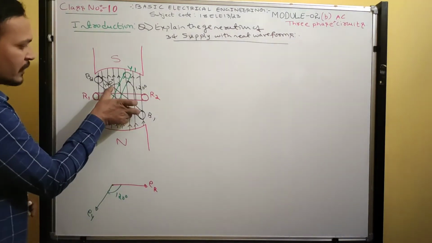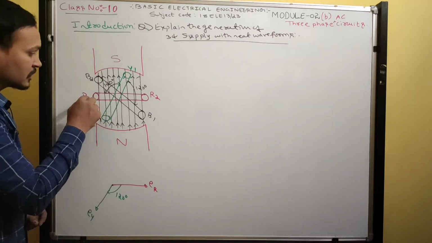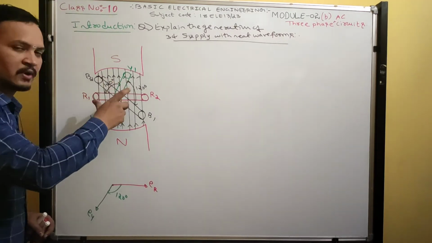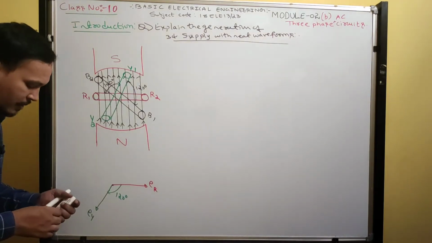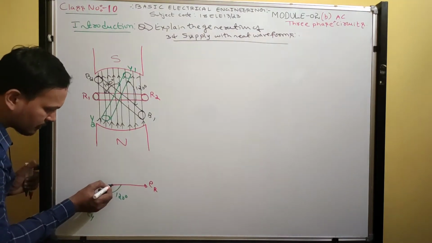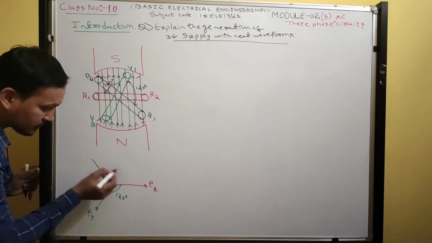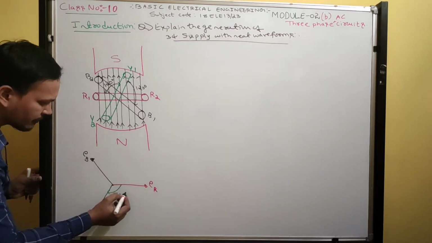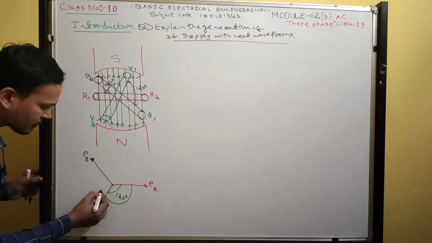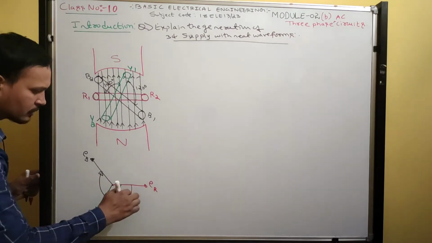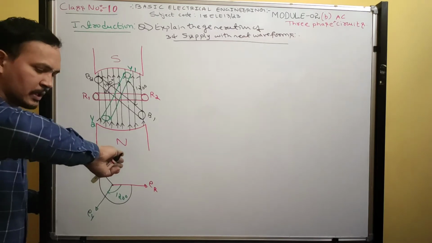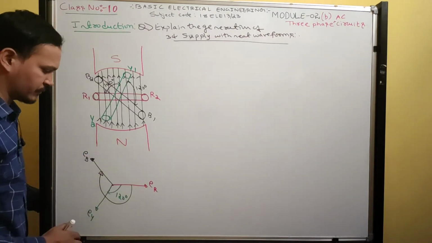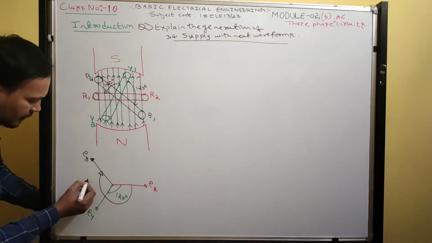Next, EMF induced in B phase winding with respect to R phase. Whenever the B phase conductor cuts the flux, EMF will be induced. But that induced EMF lags the R phase voltage by 240 degrees. Okay, so lagging. So negative angle is represented in clockwise direction, positive angle is represented in anti-clockwise direction. Okay, so that is EB.